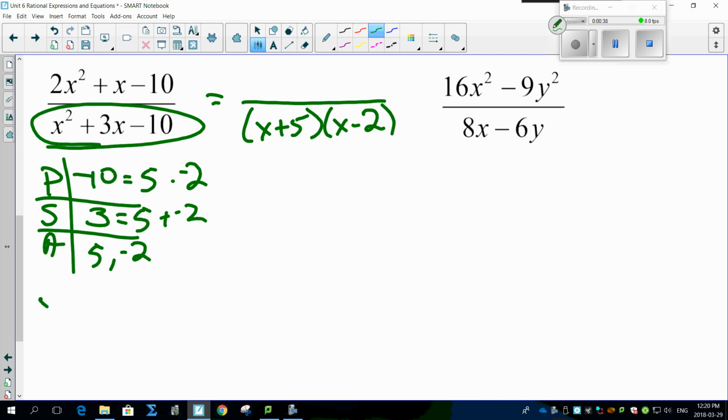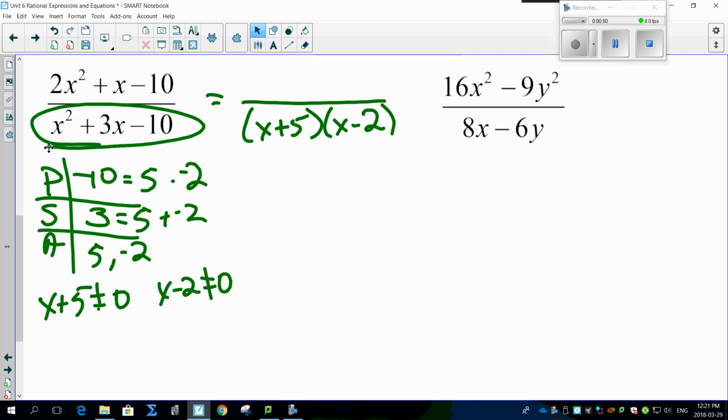But break it down. X plus 5, we know, cannot equal 0. Because, again, if it makes it 0, the denominator is 0, and we can't have a 0 denominator. Okay, all right. So we know that already. Minus 5, x cannot equal minus 5. Plus 2 on this, of course, x cannot equal plus 2.